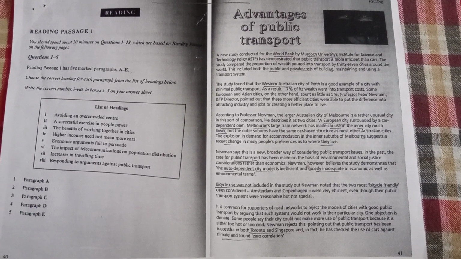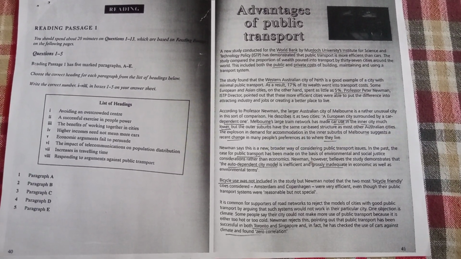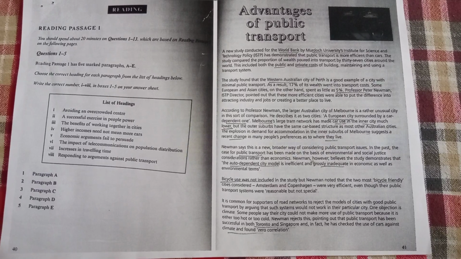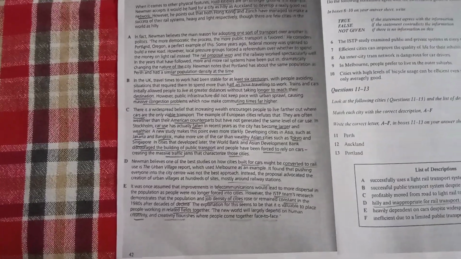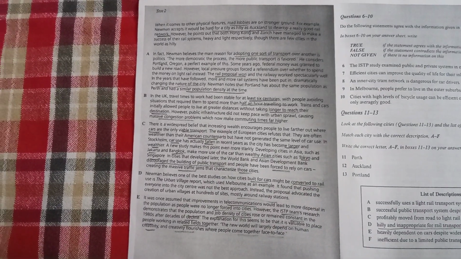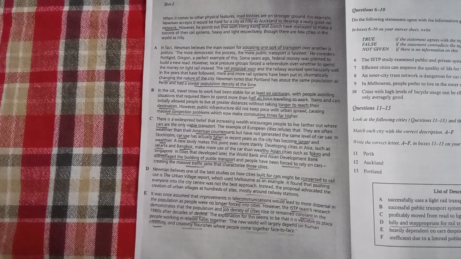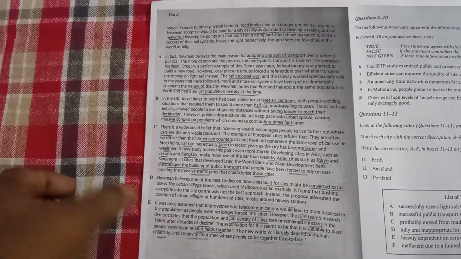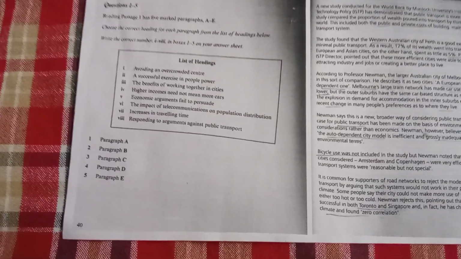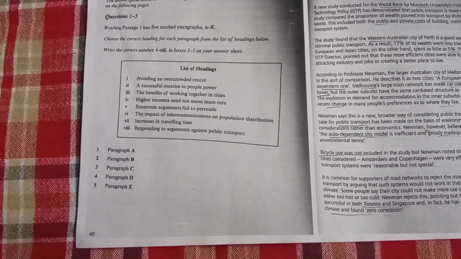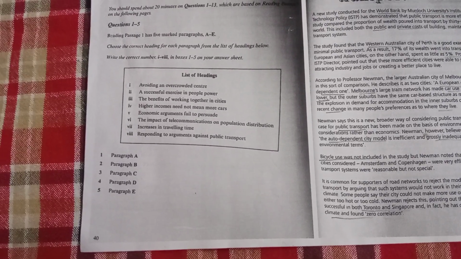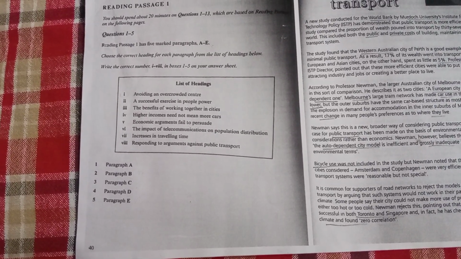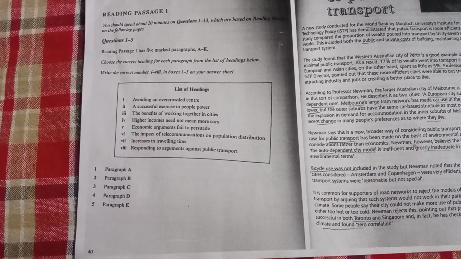It's given a general idea about this topic, that is advantages of the public transport. Can go by this, and in the next page we'll be having A to E passages. A, B, C, D, E passages will be there. So we have 5 questions here. We have to concentrate on these 5 questions, and we have the list of headings over there. So we have to point out in which paragraph it's mentioned. Like that, we have to pull up the answers.